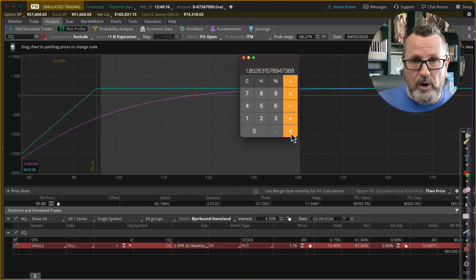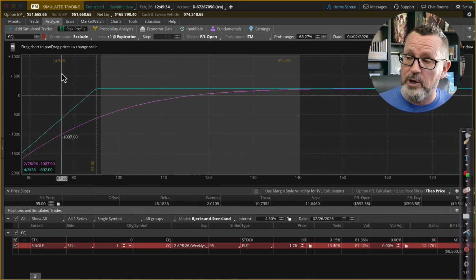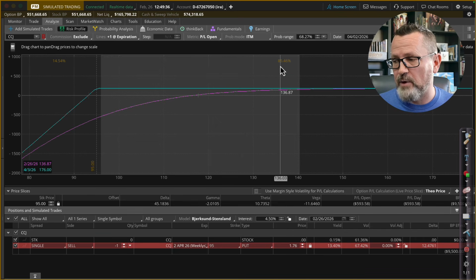Again, the catch is we're promising to buy the stock down at 95, which is interesting, especially if we want to own this stock anyway. And the probability of that happening, the probability of this stock dipping down below 95 over the next 35 days, is less than 15% probability, which means there's an 85% probability we just get to keep the cash.